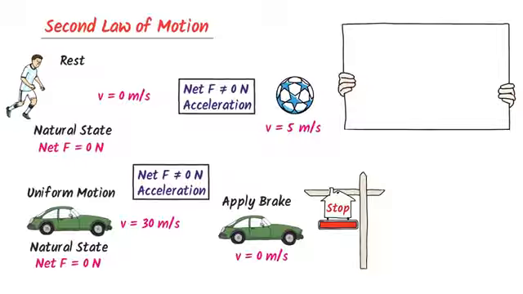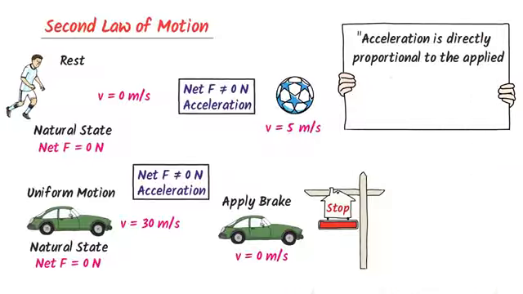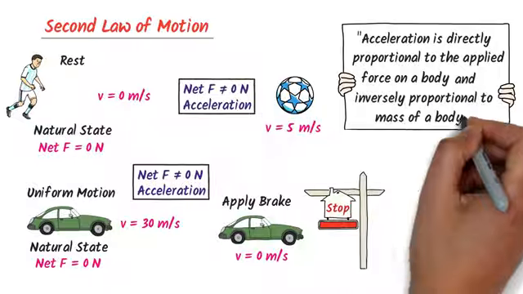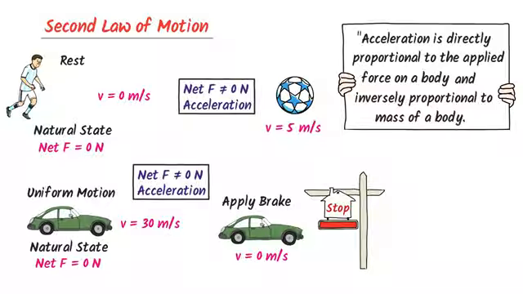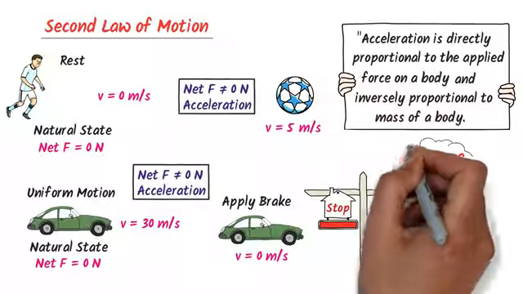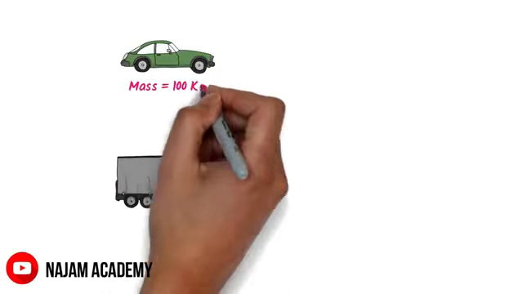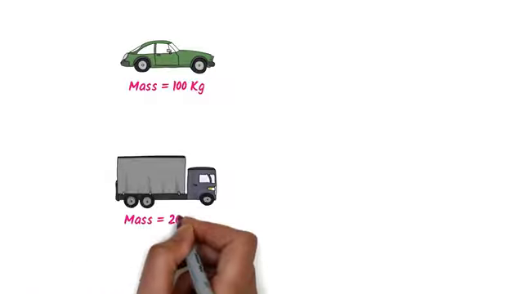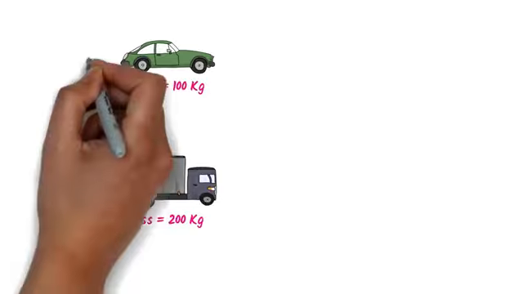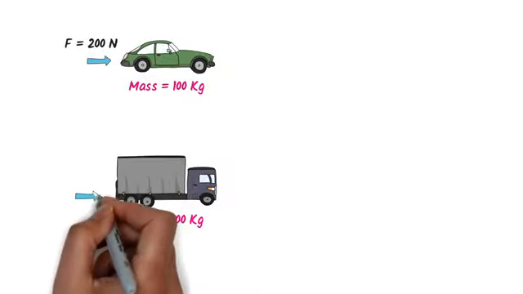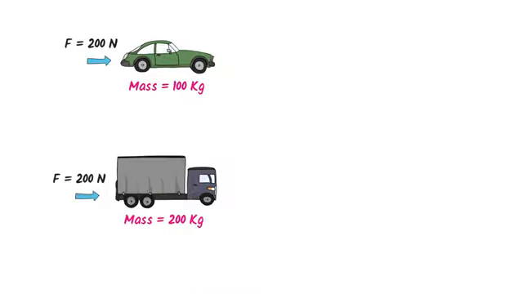Therefore, acceleration is directly proportional to the applied force on a body. Secondly, he states that acceleration is inversely proportional to the mass of a body. Are we right? F is equal to ma. For example, consider this car and this truck. Let the mass of this car be 100 kg and the mass of this truck be 200 kg. Let me exert 200 Newton force on this car and also 200 Newton force on this truck.